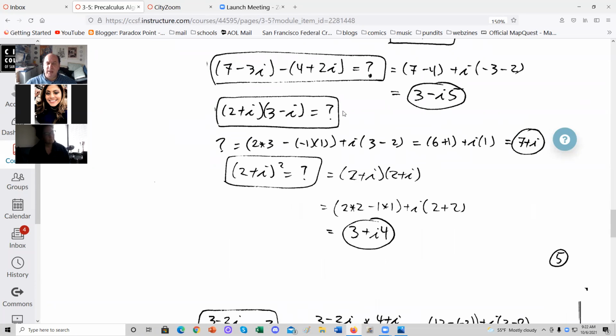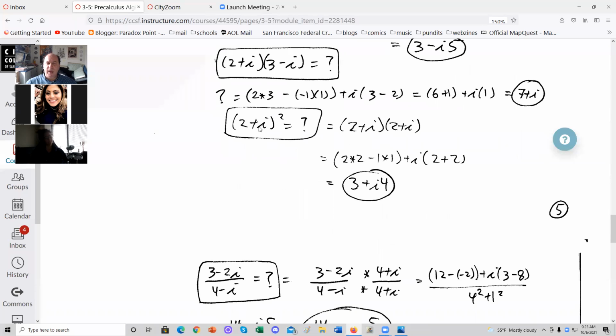2 plus i times 3 minus i. Okay, do FOIL. 2 times 3 first, outer is minus 2i, inner is plus 3i, last is i times minus i, which is minus a minus 1. The negatives cancel, I get a plus 1. So 6 plus 1 plus i times 1 is 7 plus i. And here we have the square of 2 plus i. Well, 2 plus i times 2 plus i. 2 times 2 minus 1 times 1 for the real part. 2 plus 2 for the imaginary part. And you get 3 plus 4i.